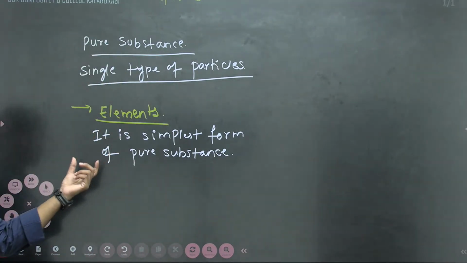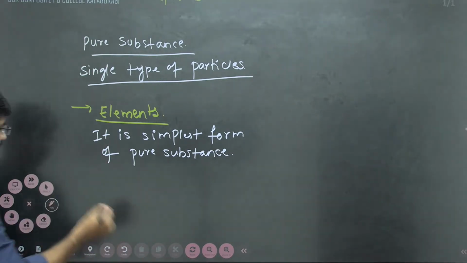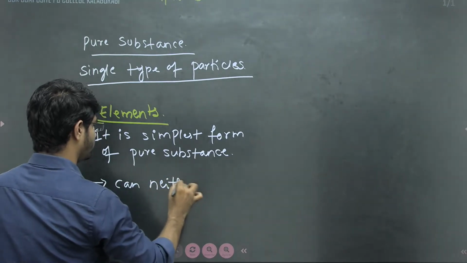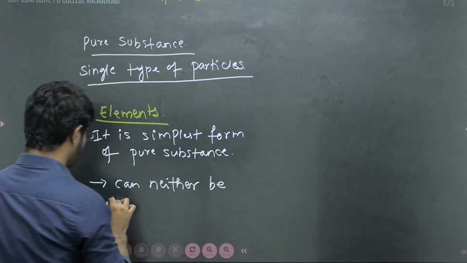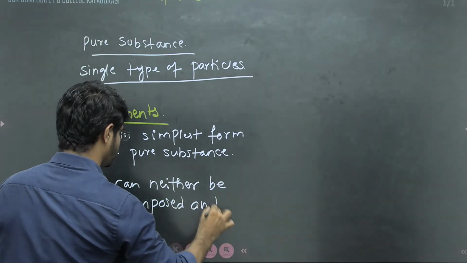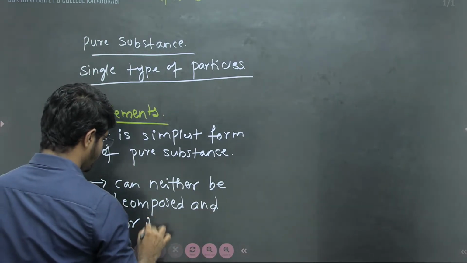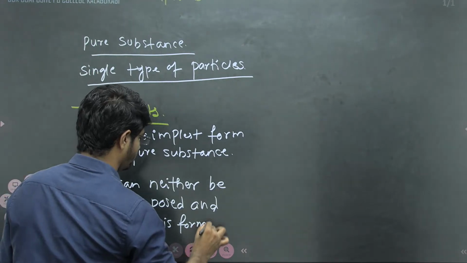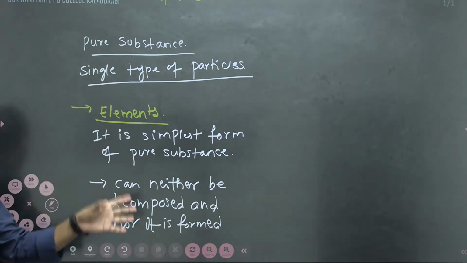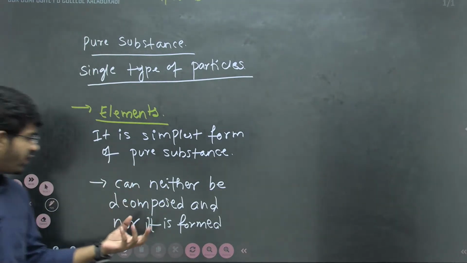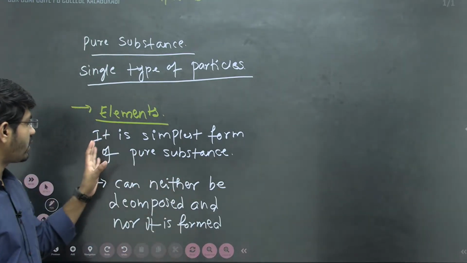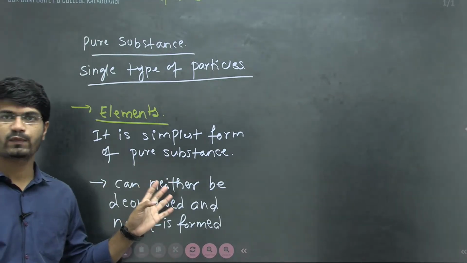It is the simplest form of pure substance, and elements can neither be decomposed nor formed. We cannot break them down or build them from simpler substances. Therefore, these are called elements. So elements are the simplest form of pure substance.